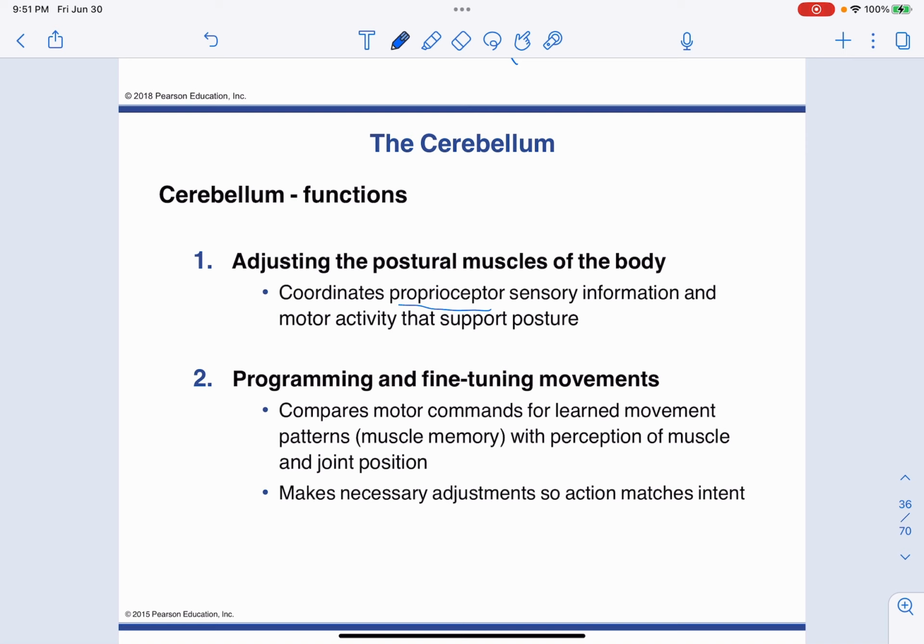And these receptors are constantly monitoring the position of our joints and limbs to adjust for posture. So the fact that you can sit and watch a video and not face plant is your cerebellum making sure that you continue to sit upright. Okay, that's that. The second one has to do with fine tuning of muscle actions.